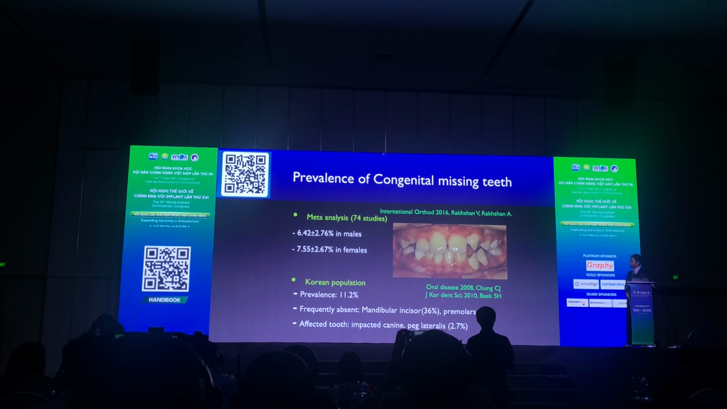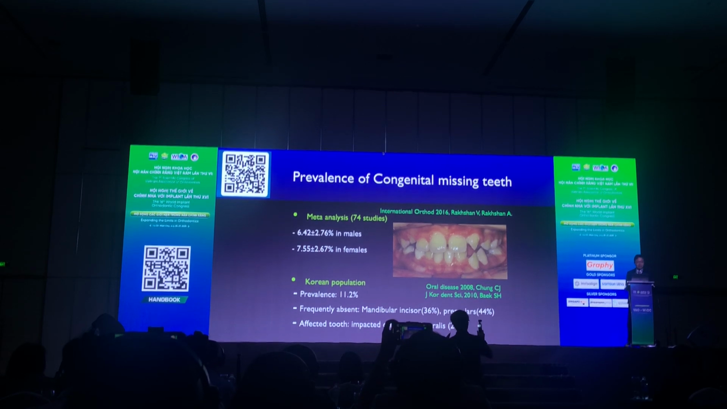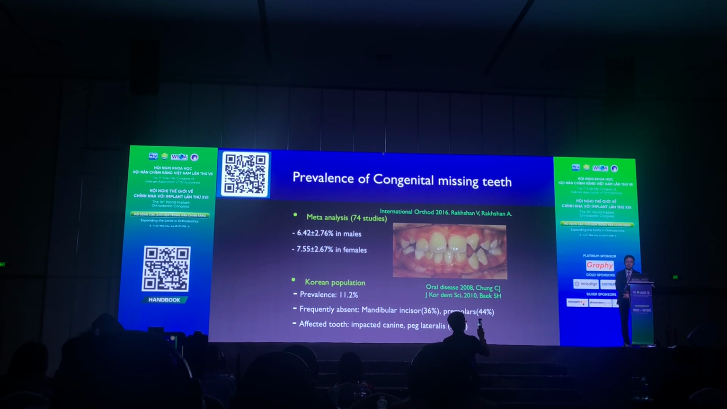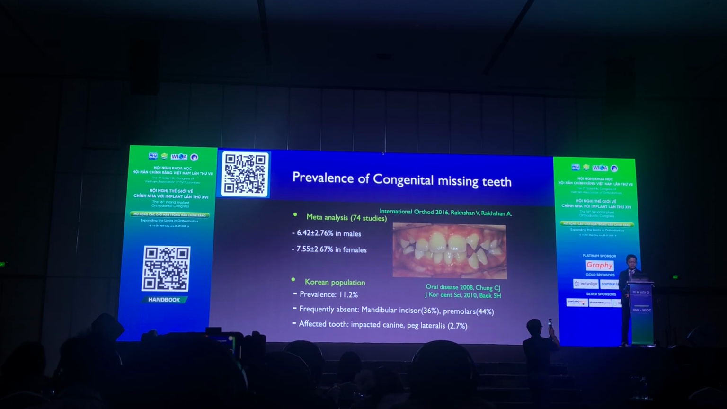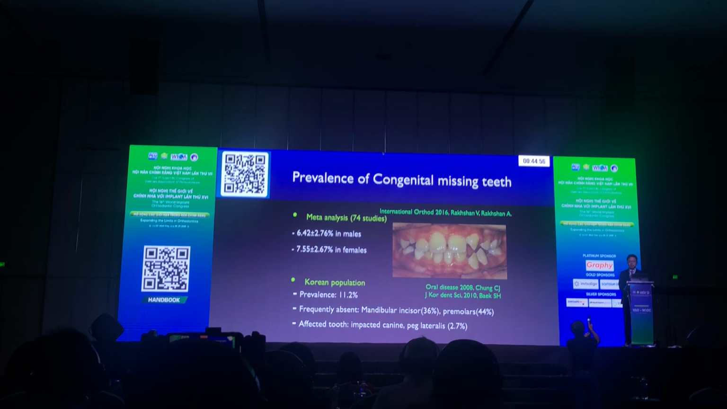And how about the prevalence of the missing? From the meta-analysis, a wide range of missing teeth from 6 to 7% was reported. But interestingly, in the studies from Korea University, we found a higher prevalence of absence, up to 11%. The most frequent absence areas are mandibular incisors and premolars, and those two are strongly associated with impacted canine and peg lateral.